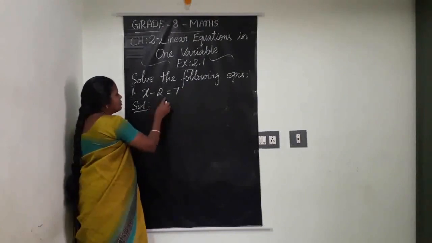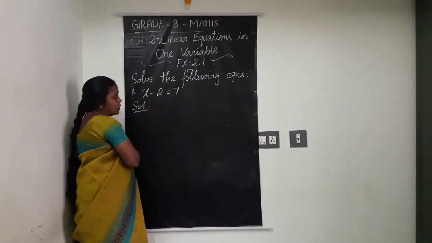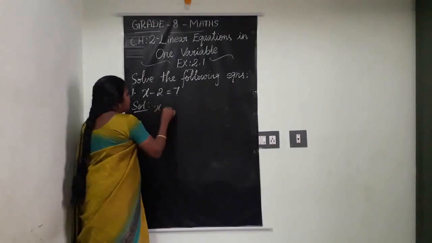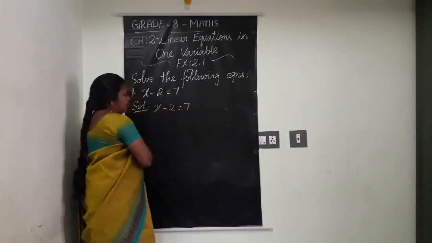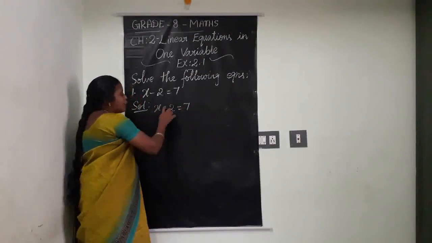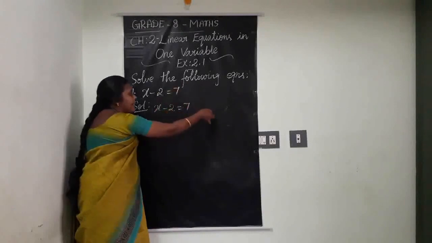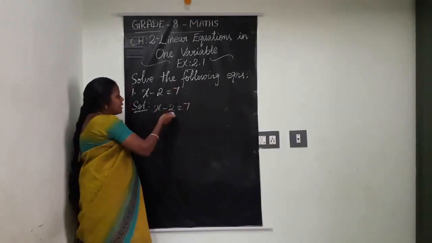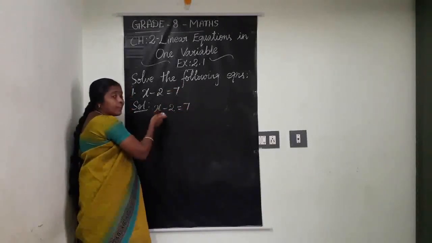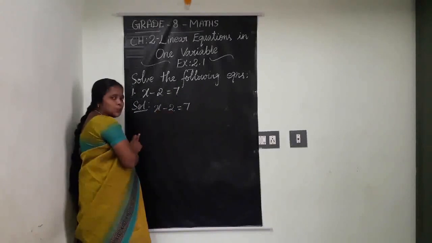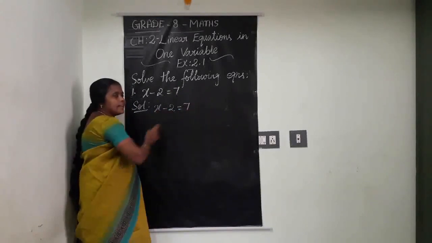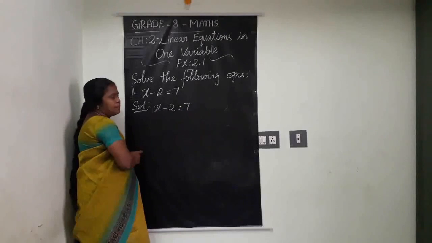See, transposition method wise, first I am solving this equation: x minus 2 equal to 7. Now I am going to shift this minus 2 from the left hand side of the equation to the right hand side. Here LHS, that means left hand side, is x minus 2. 7 is the right hand side, RHS simply.